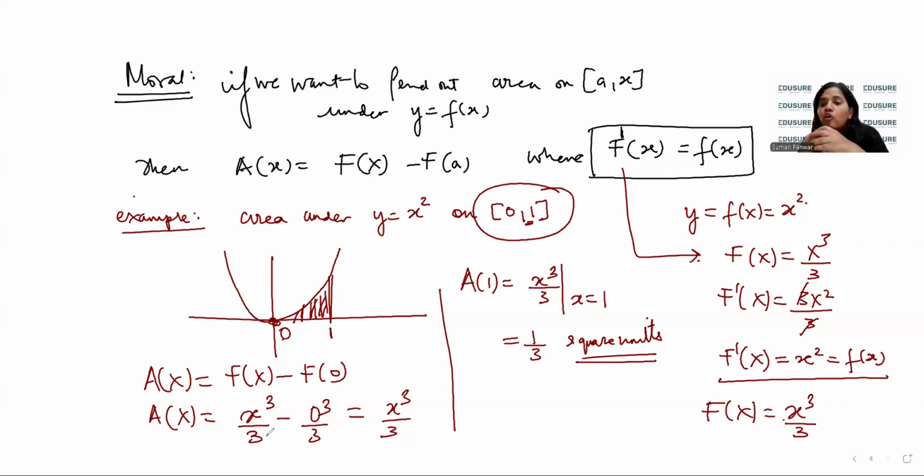So this is how we find out the area under a curve where the curve is non-negative and the curve is bounded by the x-axis between two endpoints. And this particular function F(x) is called the anti-derivative of f(x). Okay.